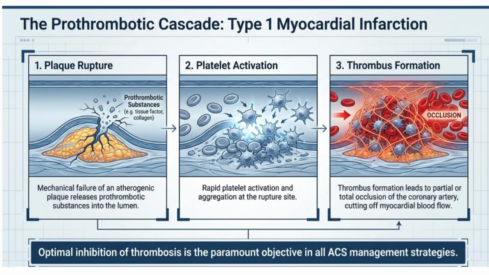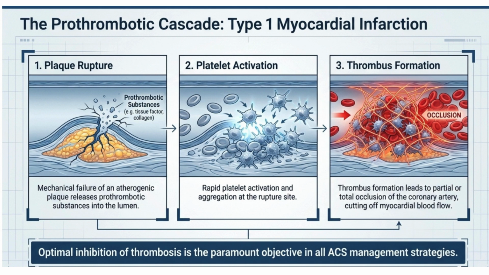Before we jump into the specific medications, we have to look closely at the mechanical and biological chaos happening inside the coronary vessel. When we discuss a traditional type 1 myocardial infarction, we are tracking a highly predictable three-step pathological chain reaction known as the prothrombotic cascade. It all begins with plaque rupture.